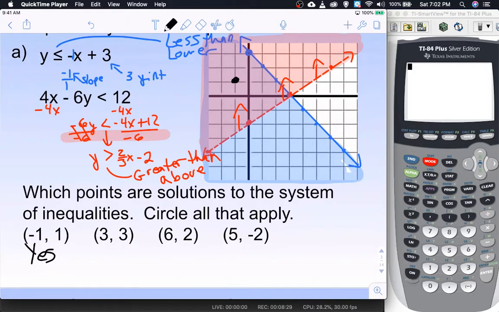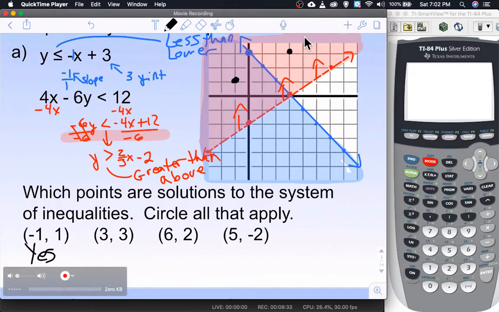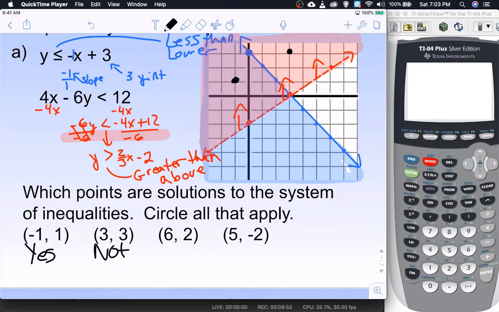Let me graph the point 3, 3. 1, 2, 3, 1, 2, 3. 3, 3 is right here. Is that a solution to the system of inequalities? Well, it's a solution to the red inequality. It's in the red shaded region, but it is not in the blue shaded region. It is not an answer to the blue one. So that is not a solution to the system of inequalities.